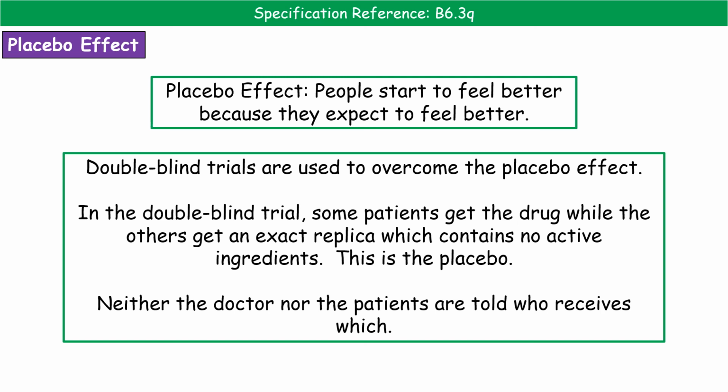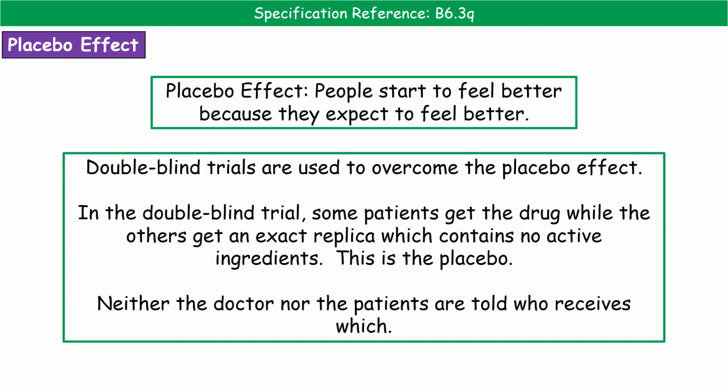In order to try to overcome this placebo effect, we use what we refer to as a double-blind trial. So in a double-blind trial, some patients will get the drug and others get a replica of it, so it looks the same, but there's no active ingredients, so they get the placebo. In our double-blind trial, neither the doctor carrying out this trial nor the patients receiving the drugs actually know who gets which. So that removes any element of bias. It removes the placebo effect from the patients, and therefore we get more reliable data from these trials.